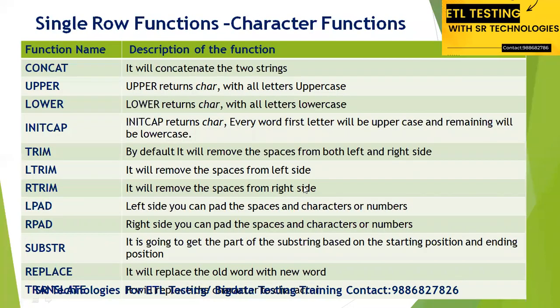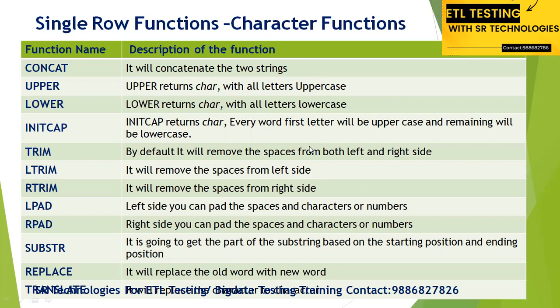Which one will go? Character data types. Character functions. Okay, in character functions, what are those? Remember this. These are all functions which work row by row. It is single row. It will work, how does it work? I'll explain to you. Okay, concat means what?